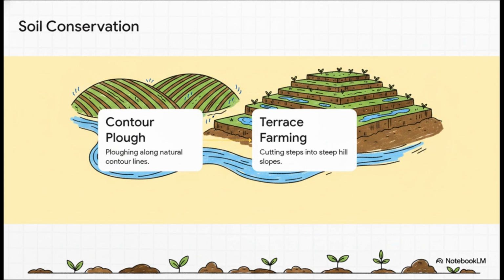Well, we use brilliant field-tested conservation techniques like contour plowing and terrace farming. Contour plowing literally means plowing along the natural contour lines of a hill. It dramatically decelerates the water flow down the slopes. Terrace farming takes it a step further by cutting broad, flat steps into steep hills to catch water and prevent all that rich topsoil from just washing away. Guys, these aren't just clever farming methods. They are literal survival tactics.